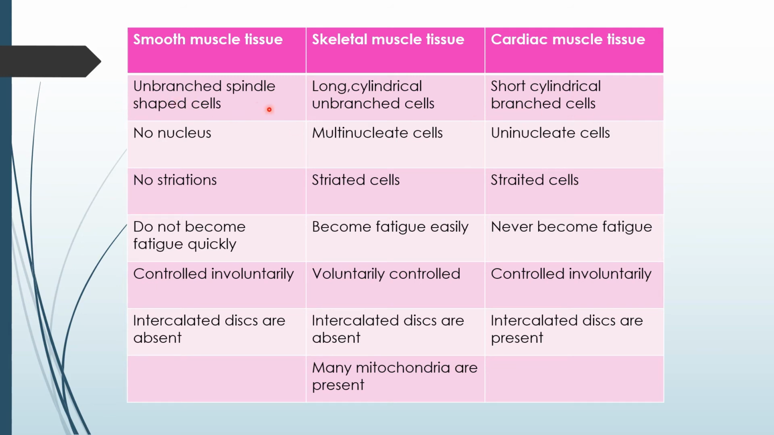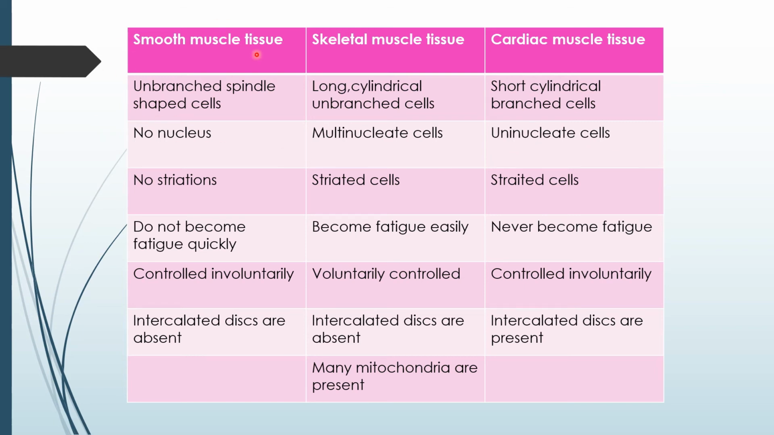Cells in the smooth muscle tissue have a single nucleus. Cells in the skeletal muscle tissue have many nuclei. That is why we call them multinucleate cells. Cells in the cardiac muscle tissue have one nucleus. That is why we call them uninucleate cells.